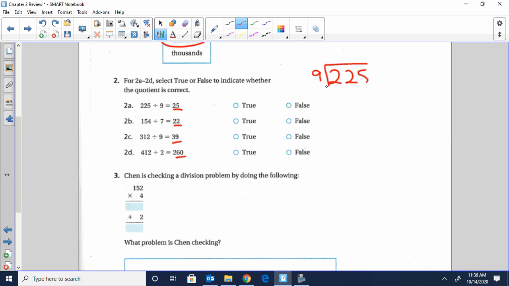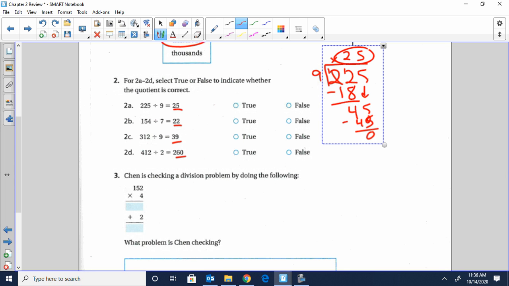9 does not go into 2, but it goes into 22 2 times, because that is 18. When I subtract, 22 minus 18 is 4. Bring down the 5. 9 goes into 45 5 times. And my remainder is 0. The answer is 25, which is true.